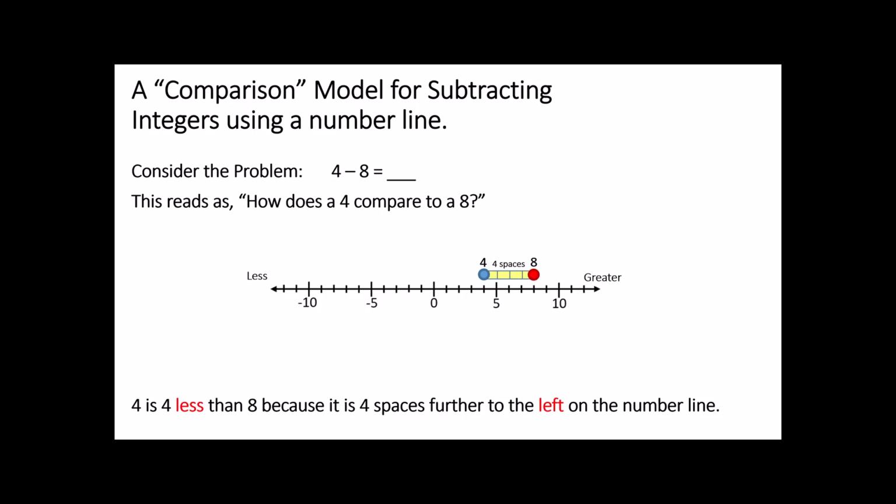Because of this, we would say 4 is 4 less than 8 because it is 4 spaces further to the left on the number line. Or my solution to this subtraction problem would be negative 4. When I compare a 4 to an 8, I would say it is 4 smaller. See how that works?